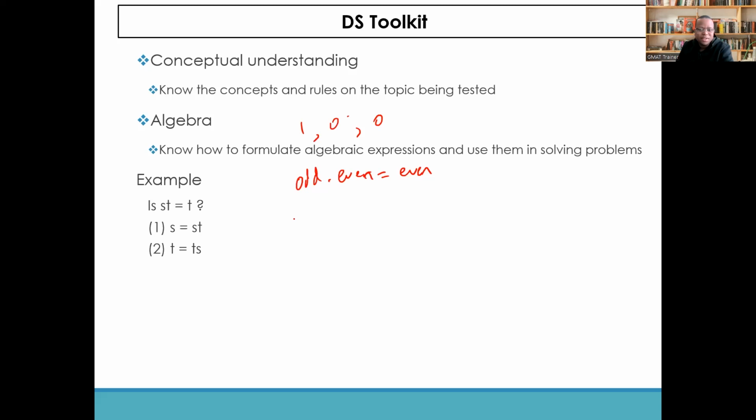Is S the odd one? Is T the even one? Are you getting me? If you're going that route, then T will have to be the even one, and S will be the odd one. So in statement 1, it could help to simplify that. We have even is equal to even times odd. This is not true, so not sufficient.